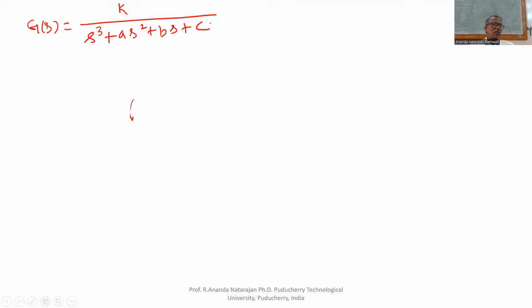Now, let us take a third order system, g of s equal to 1 upon s cube plus a s square plus b s plus c. What is the order of the system? Third order. What is g of s? G of s is x of s upon u of s, where x of s is the output and u of s is the input. If you cross multiply, what will you get?